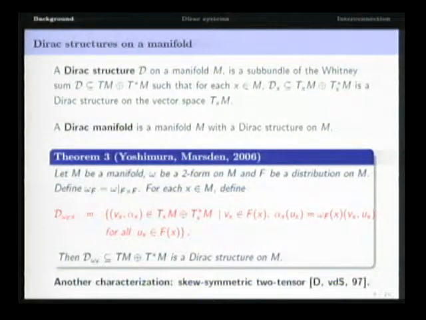One characterization you can find, for instance, here, coming from a result in Courant's paper, is associated with a distribution and then a two-form that is restricted to this distribution. And the other characterization I mentioned is with the skew-symmetric two-tensor, and I'm not going to give the expression here because of time restrictions, since I'm not going to use it in the rest of the slides. But you can find it, for instance, in Dalsmo and van der Schaft's paper.